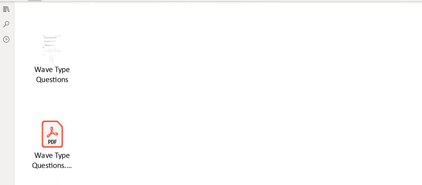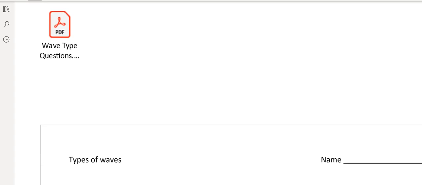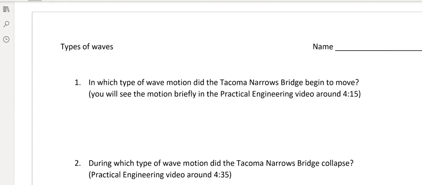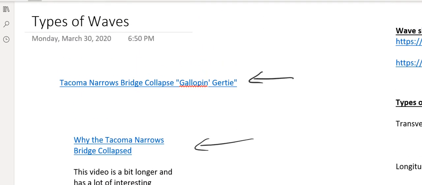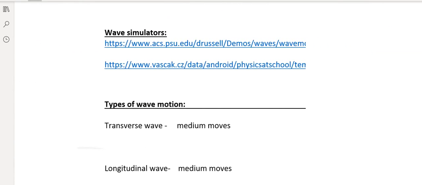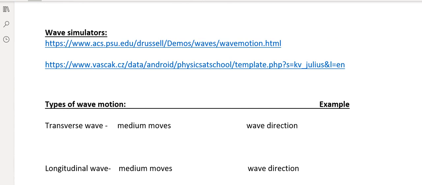There's some questions I would like you to look at, wave types of questions, and that's what you're going to submit to me. But in order to answer those questions, you're going to have to know something about some types of waves. Okay. The couple links here at the top are a couple different simulators that we will look at here to help you understand different types of waves.